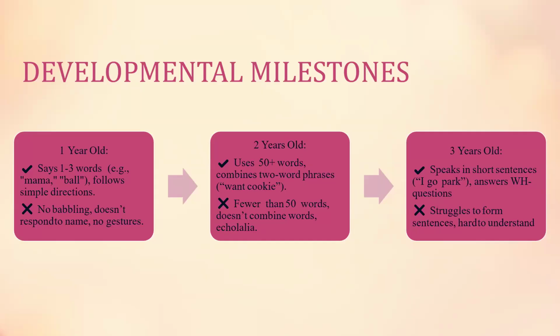At 3 years old, the child should be speaking in short sentences of 3 words or more. An example would be, I go park. At 3 years old, the child should be able to answer who, what, when, why questions that are asked. If by 3 years old, the child is struggling to form sentences or is hard to understand, this is a cause for concern.